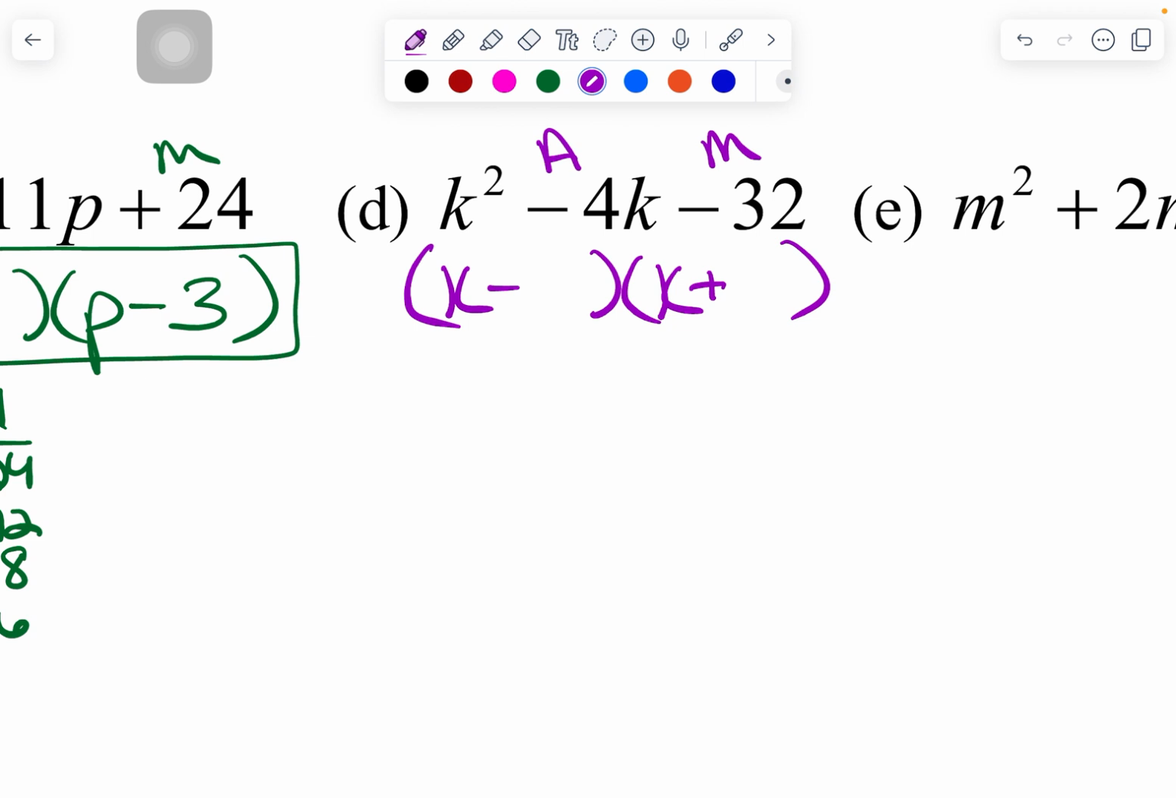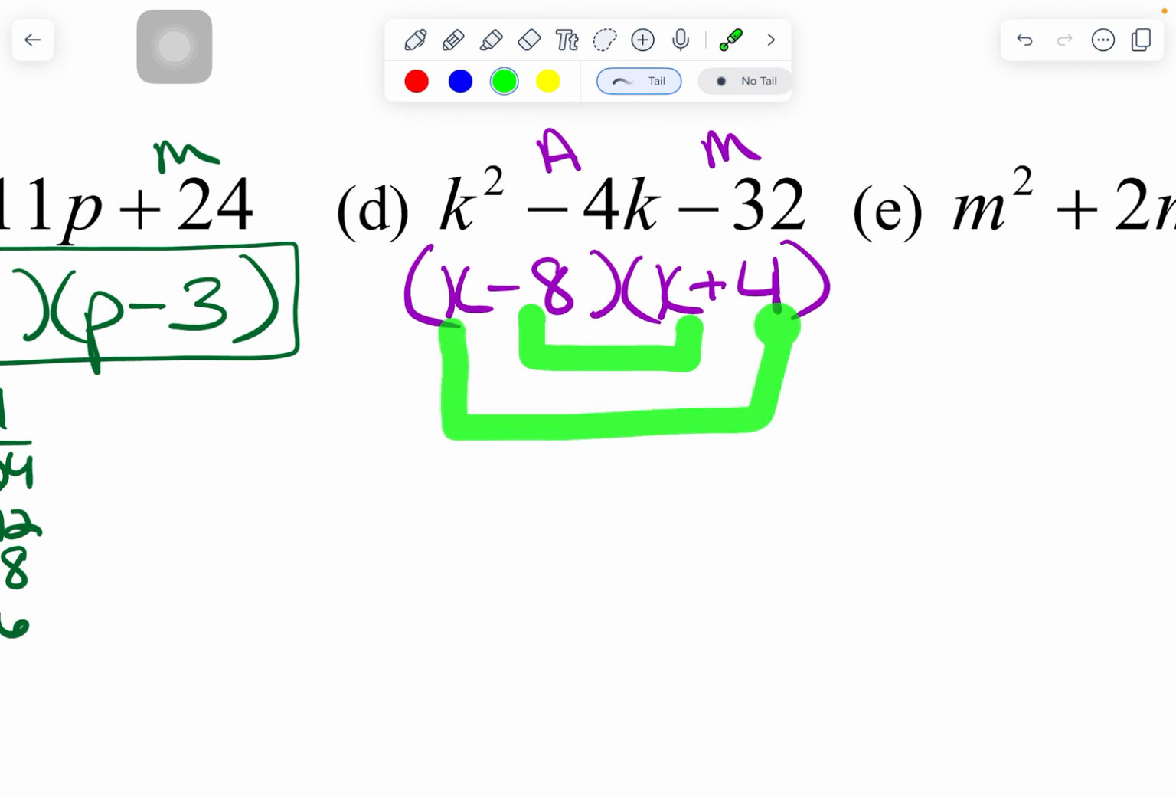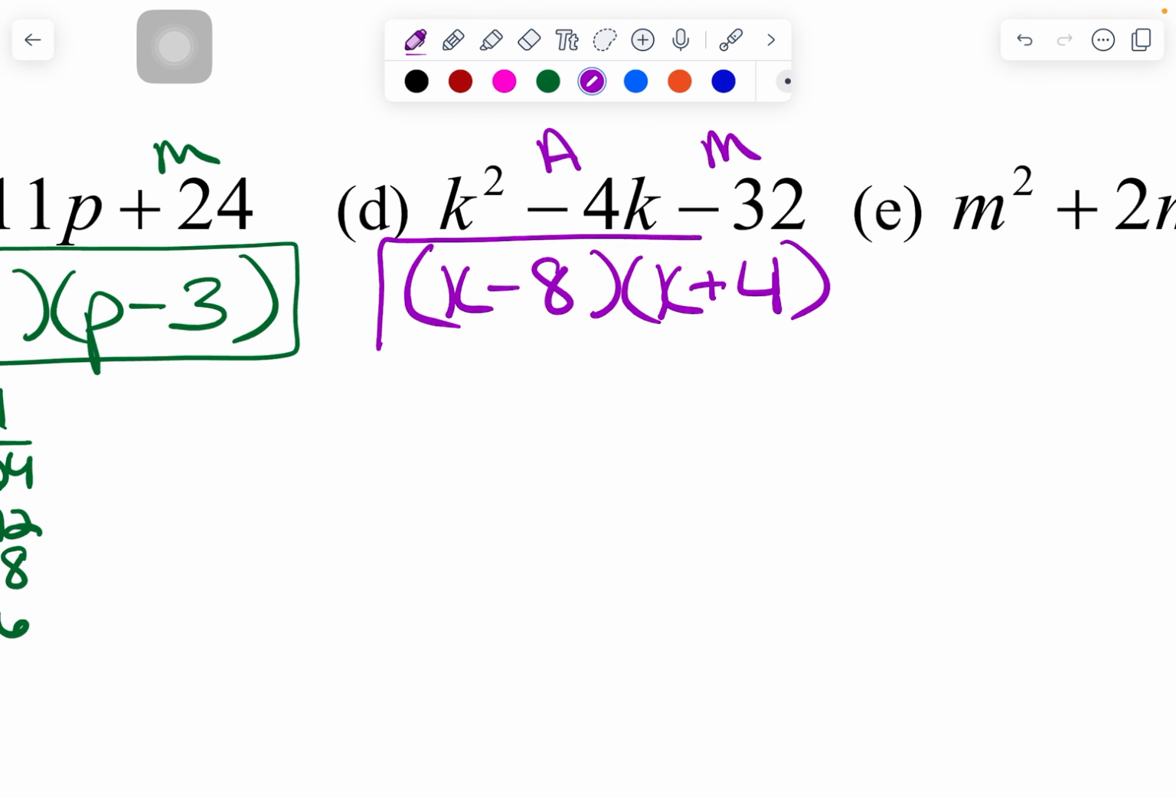And I'm feeling like 8 and 4 are going to get me 32. And if I make that 8 negative and that 4 positive. So here's a double check. K times k, k squared. -8 times +4 is absolutely -32. -8k and +4k will add up to -4k. Those are the correct factors.